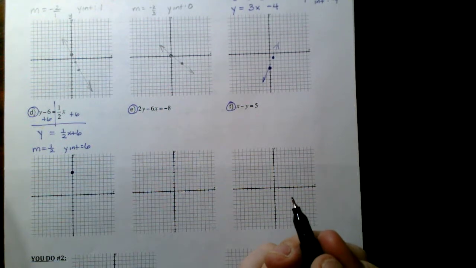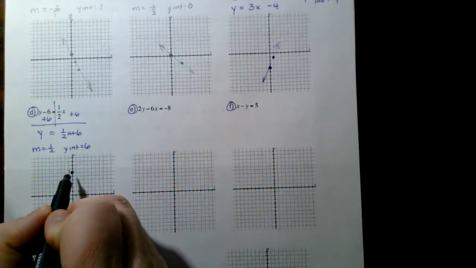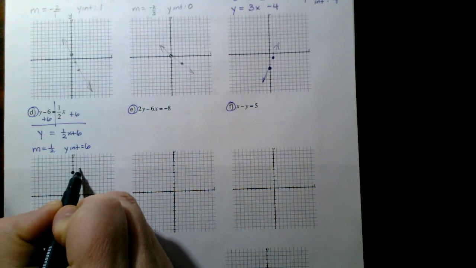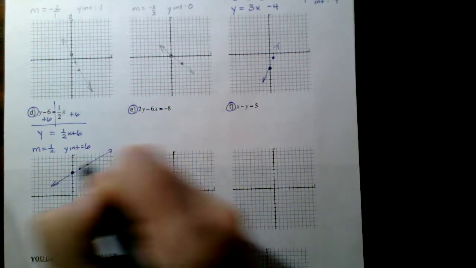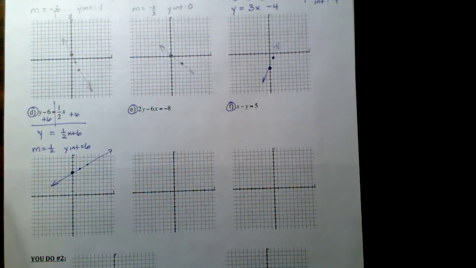Key point, y-intercept, up 1, count, over 2, up 1, over 2. In this case I decided to make an extra dot, draw my line. Okay.